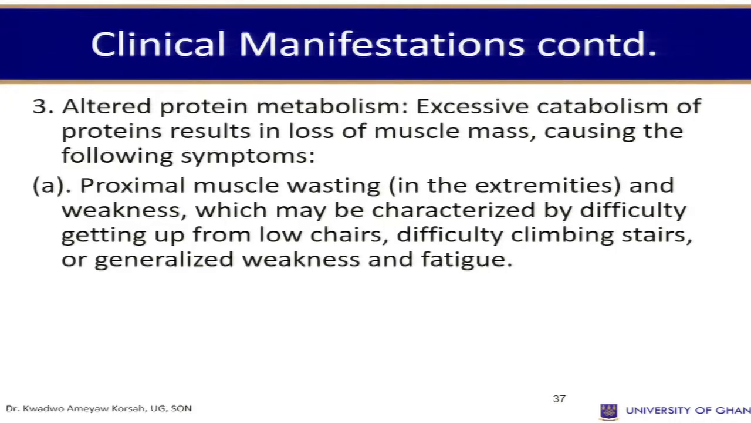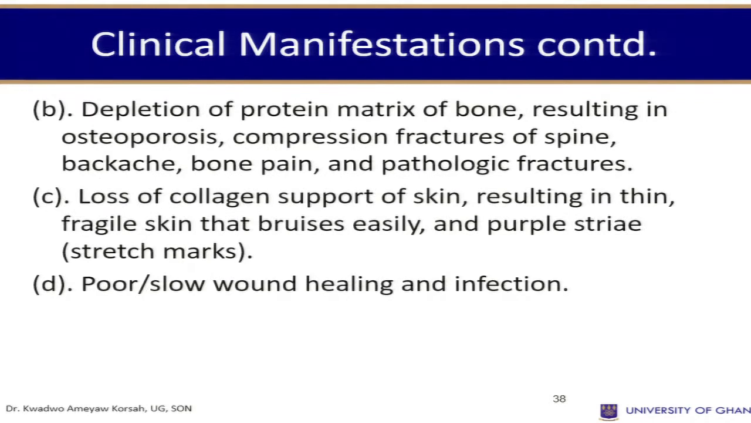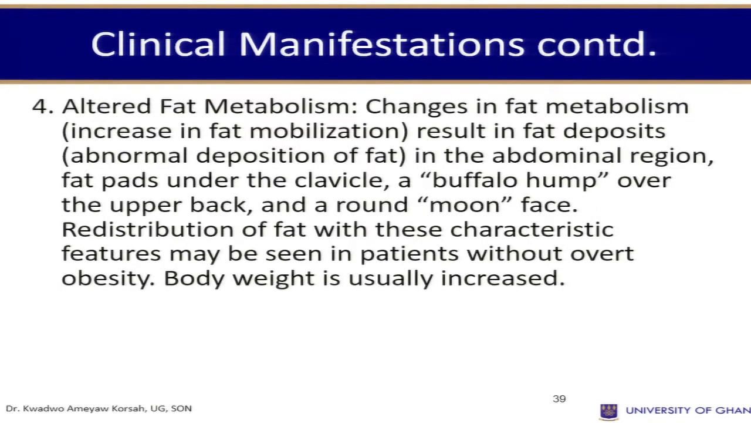And so we have altered protein metabolism, proximal muscle wasting, and depletion of protein matrices, and then loss of collagen support of the skin, resulting in thin, fragile skin that bruises easily, and purple striae may also be found. Wound healing is poor and slow, and infection is also likely to occur in these individuals. And then we have altered fat metabolism, and changes in fat metabolism increase the person's chances of getting other conditions.